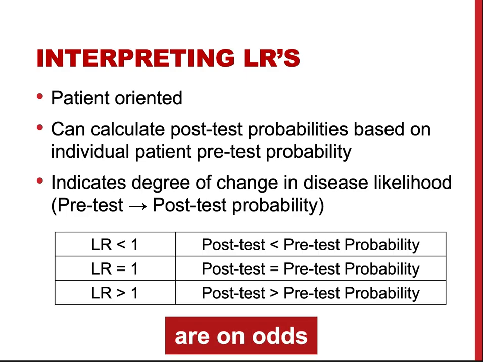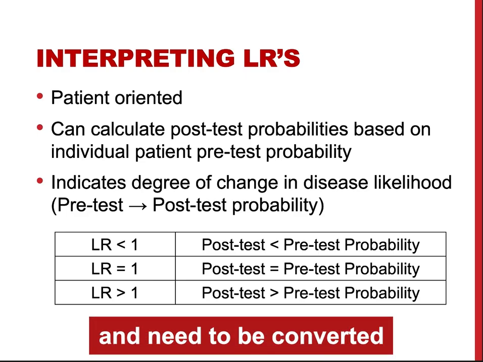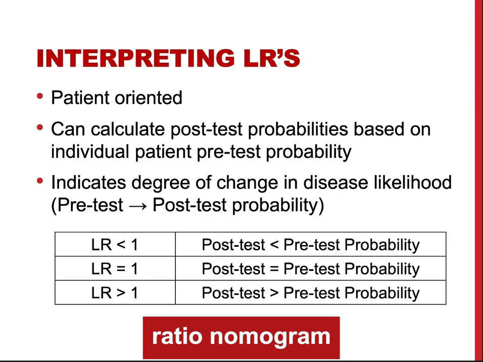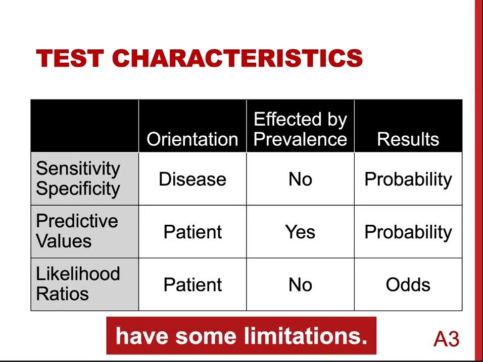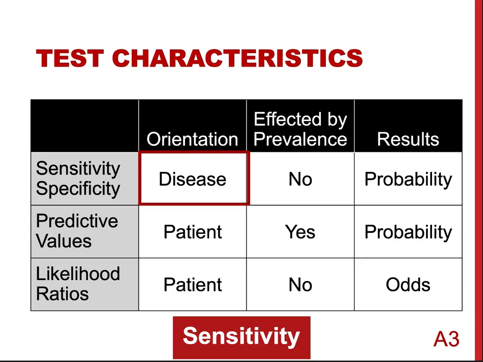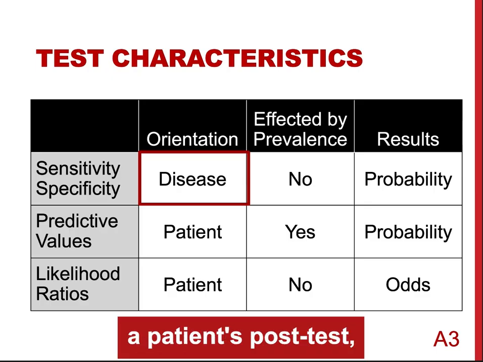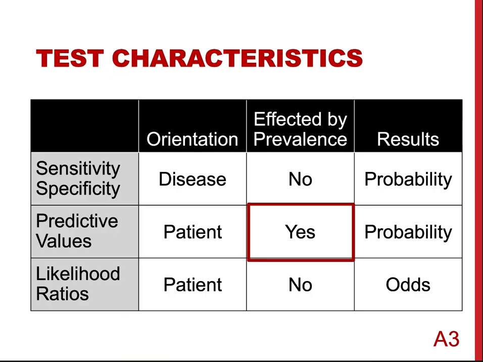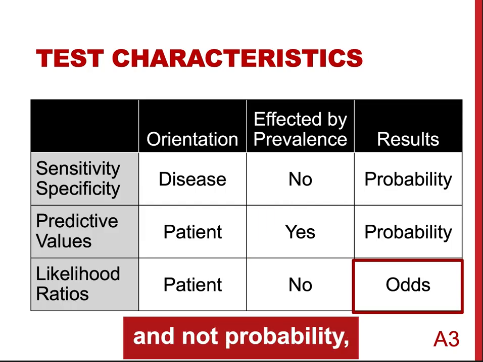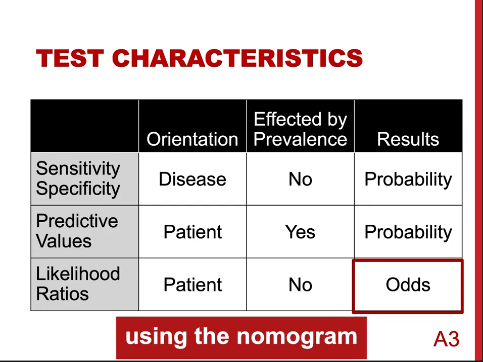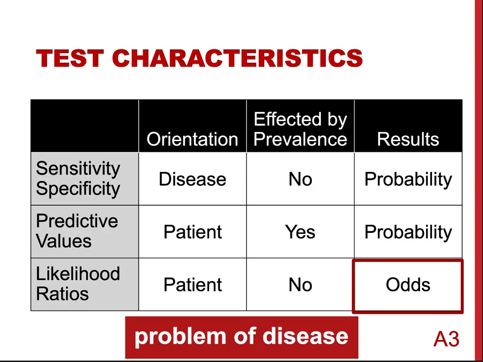Unfortunately, likelihood ratios are an odds and not a probability, and need to be converted into posttest probability with a likelihood ratio nomogram or a calculator. All three types of test characteristics have some limitations. Sensitivity and specificity are disease-oriented and not patient-oriented, so you can't determine a patient's posttest probability of disease from them. Predictive values are patient-oriented, but are affected by prevalence and don't give you the posttest probability of disease for your specific patient. Likelihood ratios are odds and not probability, so they need to be converted using the nomogram or a calculator to give the posttest probability of disease in your patient.